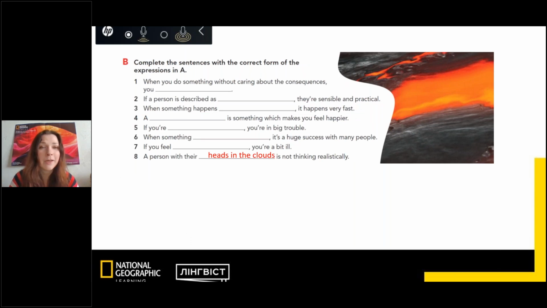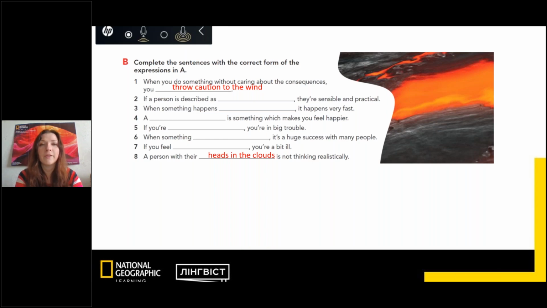So I have the last question. The person with their head in the clouds is not thinking realistically, right? So if you have your head in the clouds, you are a dreamer probably, right? Throw caution to the wind. Yeah. So you are careless. You throw caution to the wind.